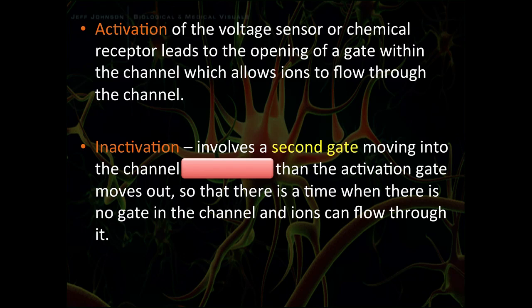So let's see if you remember all of that. Activation of the voltage sensor or chemical receptor leads to the opening of a gate within the channel, which allows ions to flow through the channel. Inactivation involves a second gate moving into the channel. And what do you think is that word that is missing there? Read the rest of the sentence and see if you can figure out what word it is. So let's go. Inactivation involves a second gate moving into the channel more slowly than the activation gate moves out, so that there's a time when there is no gate in the channel and ions can flow through it.